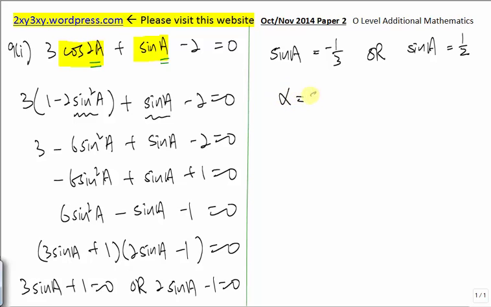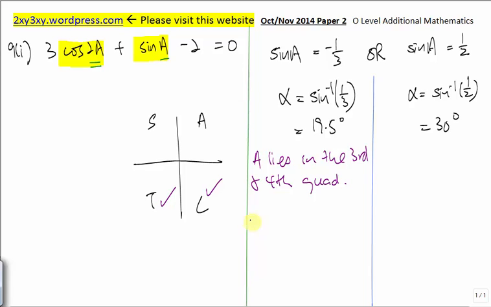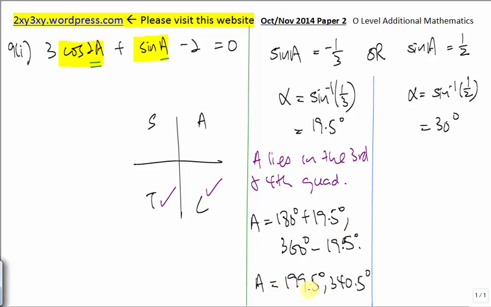Now let's calculate the reference angle. Let's see which quadrant the angle lies in. So sine A is negative. Negative, it will lie in the third and the fourth quadrant. So now A lies in the third quadrant, 180 degrees plus the basic angle, and the fourth quadrant, 360 degrees minus the basic angle. So now we have the two angles for A.